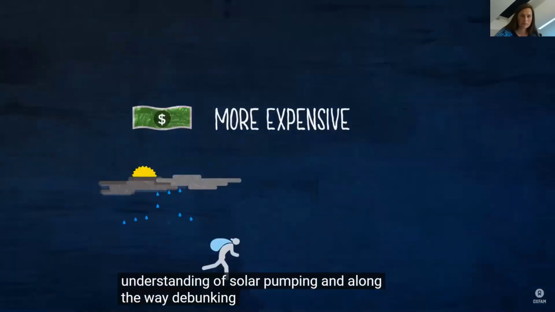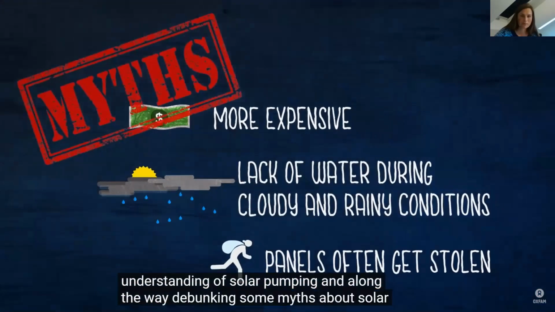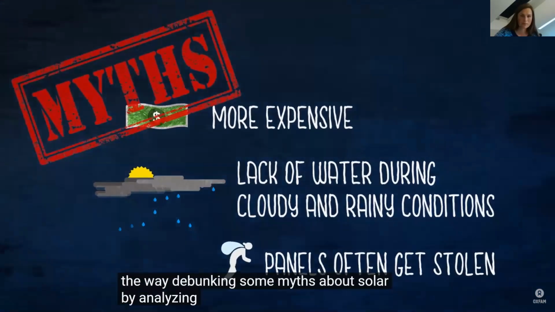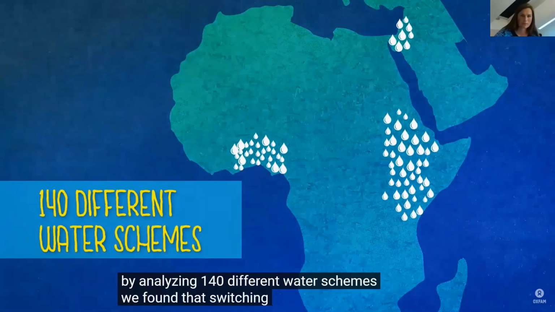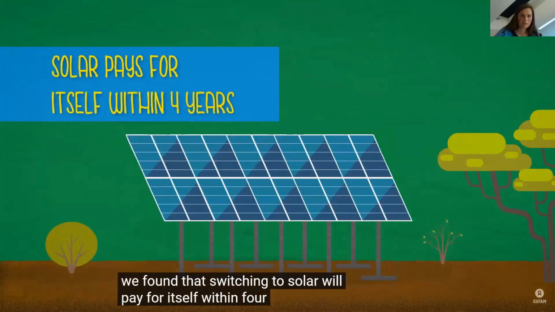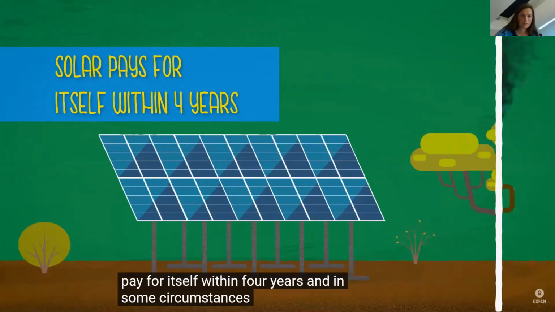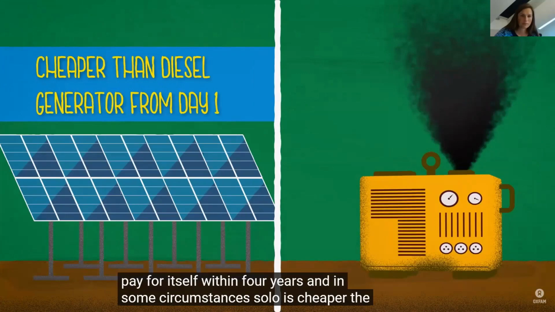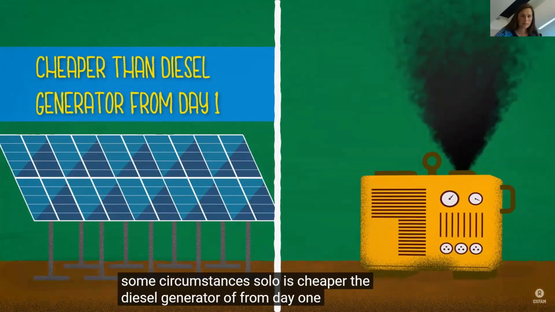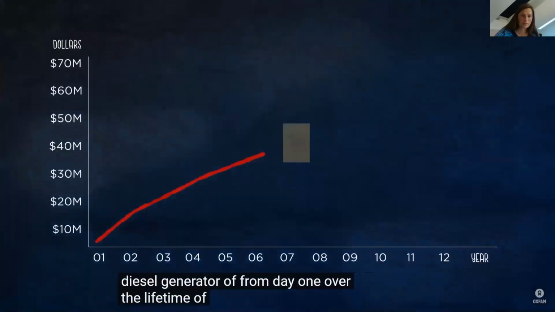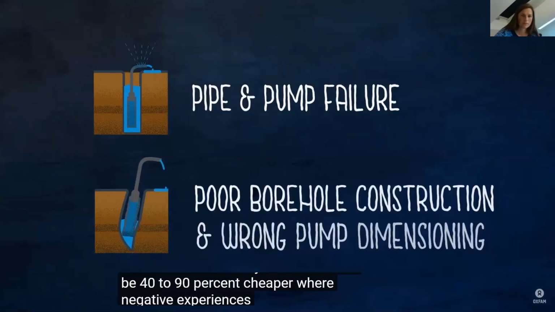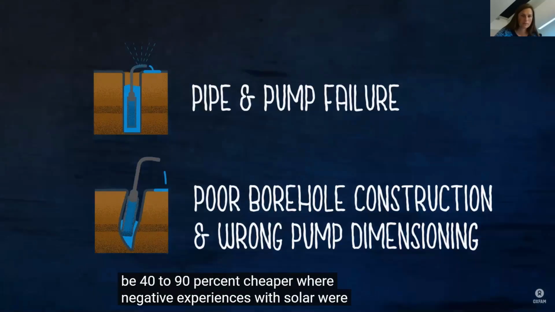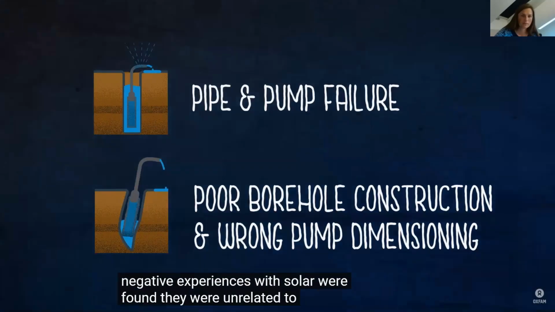And along the way, debunking some myths about solar. By analyzing 140 different water schemes, we found that switching to solar will pay for itself within 4 years, and in some circumstances, solar is cheaper than a diesel generator from day one. Over the lifetime of these systems, solar will be 40 to 90% cheaper. Where negative experiences with solar were found, they were unrelated to the solar technology itself.